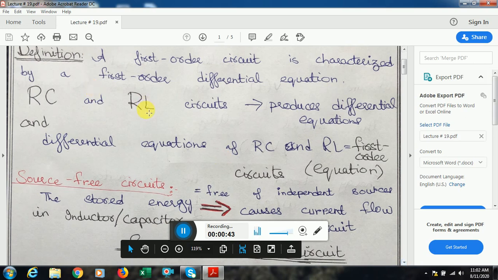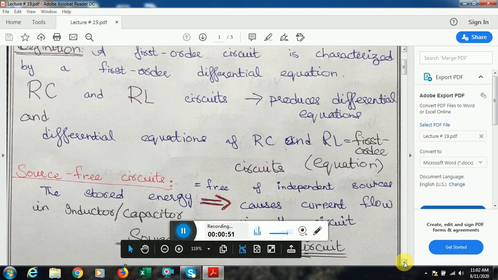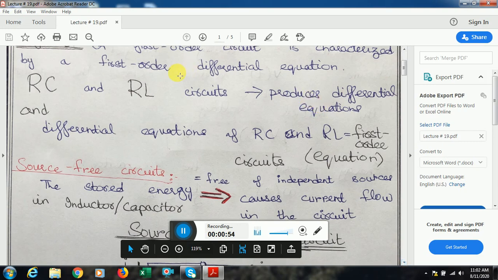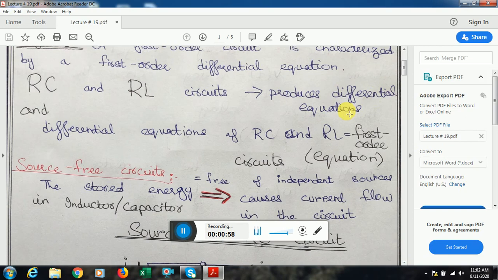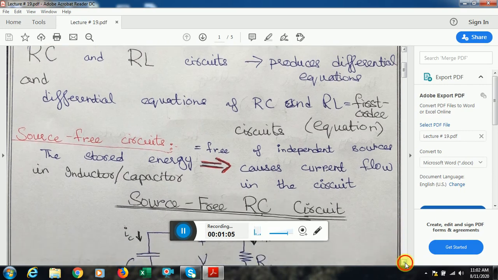RC and RL circuits, that is resistor capacitor circuits and resistor inductor circuits, are the circuits that we will be studying in this course. When we study these two types of circuits, they produce differential equations. Differential equations of RC and RL circuits are known as first order equations or first order circuits.